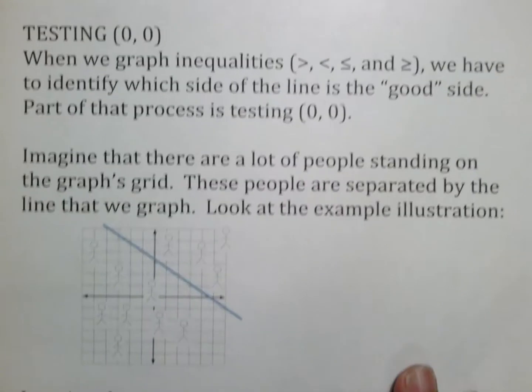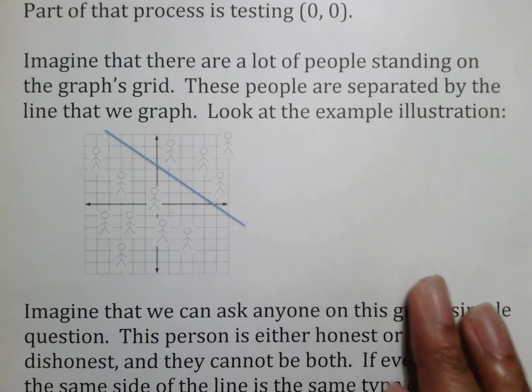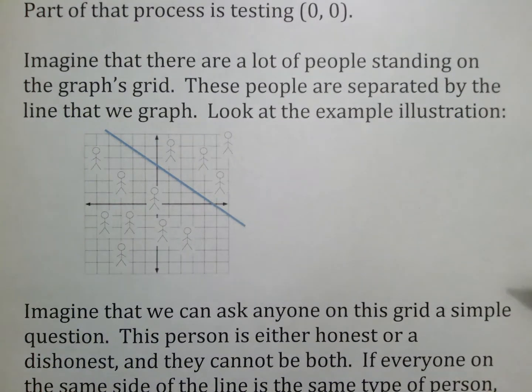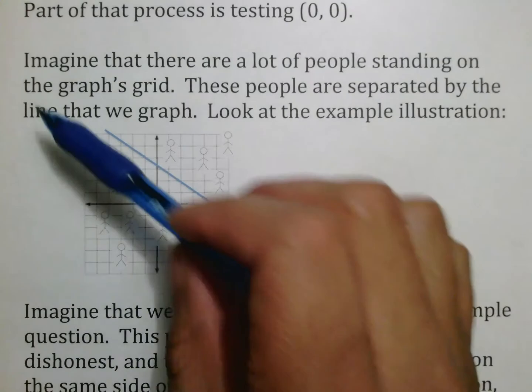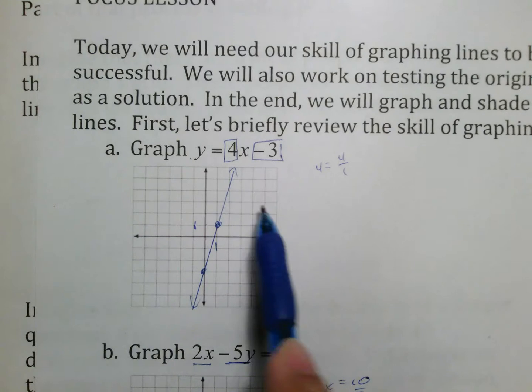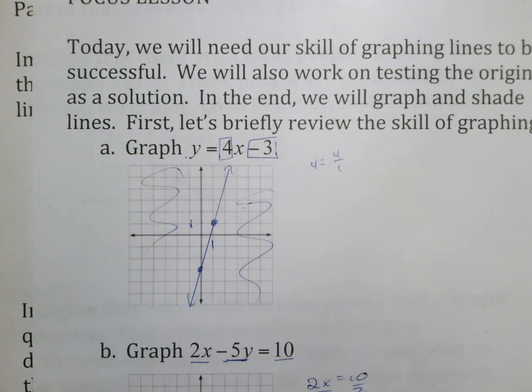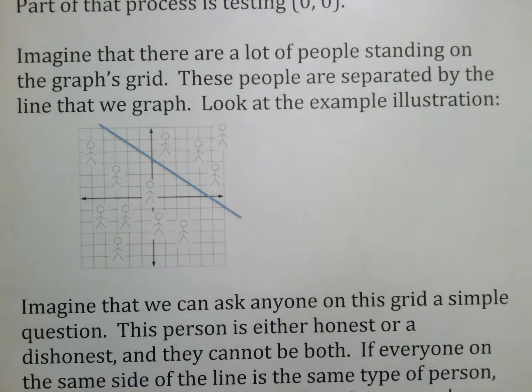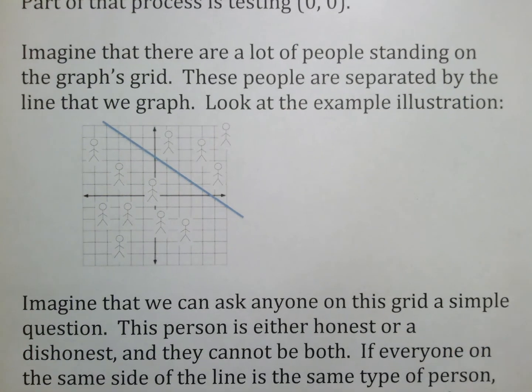So to help you visualize what's going on, imagine that there are a lot of people standing on the graph's grid. You see I have all these stick people standing there. These people are separated by the line. It's almost like every line you graph, just like the line that we graphed here, separates them into 2 sides. There was a side over here, there was a side over here, there was an upper side and a lower side. But every line you graph in these inequalities separates the overall list of everything into 2 sides. And again, look at this illustration here.